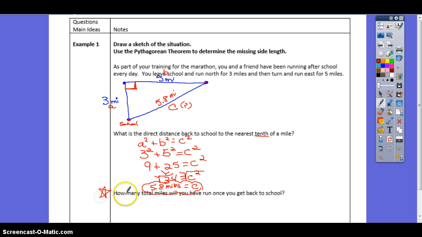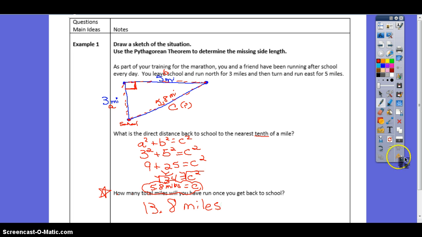Down here. How many total miles will you have run once you get back to school? So, all the way around. What do we call that when you have to add? Yes, nicely done. The perimeter. So how far would we run if we go all the way? How far did you and your friend run? 13.8 miles. Exactly, nicely done. 13.8 miles is what you ran, you and your friend.